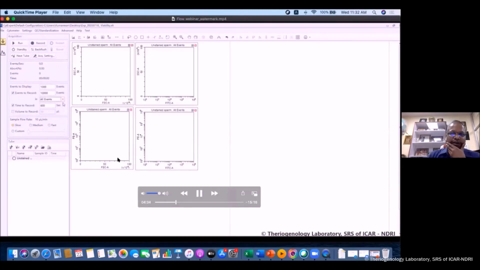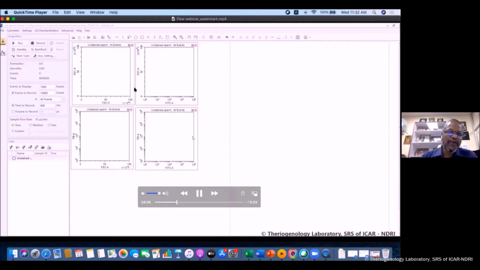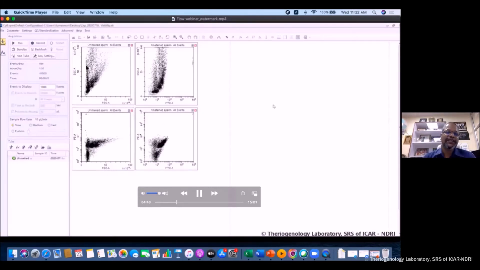Now I will start acquiring this data. And if you see, spermatozoa do not behave exactly as you see in the case of PMNLs or any other cells. You will find a V-shaped graph, Y-shaped graph. Yeah, this is exactly it, you see. You will even find two populations here. It's quite normal in the case of spermatozoa.